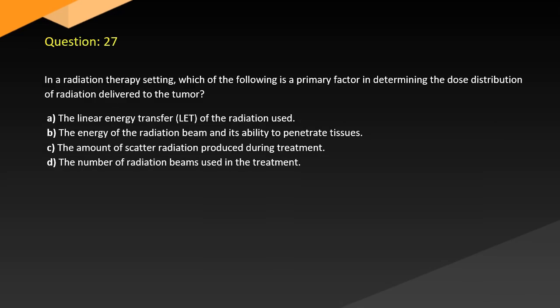Question 27. In a radiation therapy setting, which of the following is a primary factor in determining the dose distribution of radiation delivered to the tumor? A. The linear energy transfer of the radiation used. B. The energy of the radiation beam and its ability to penetrate tissues. C. The amount of scatter radiation produced during treatment. D. The number of radiation beams used in the treatment.